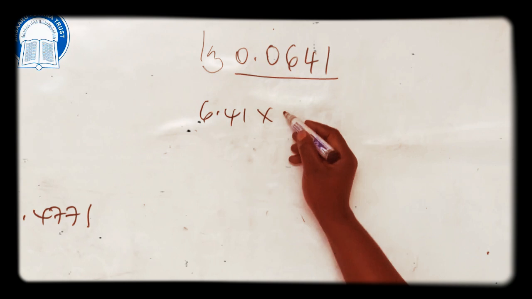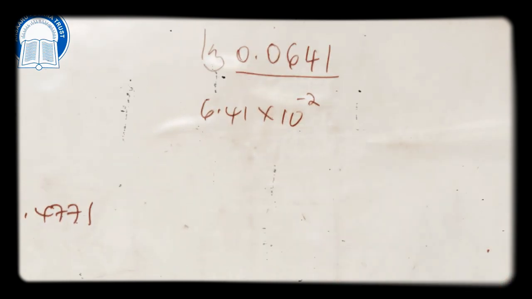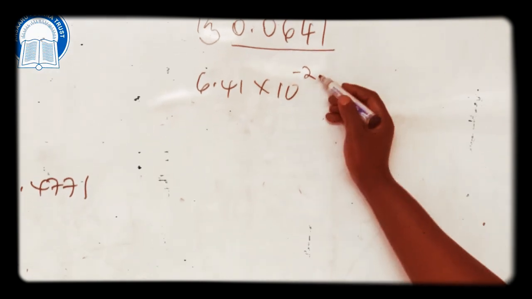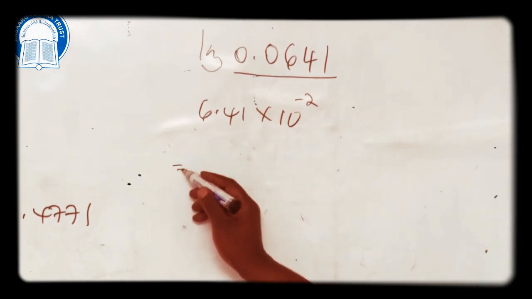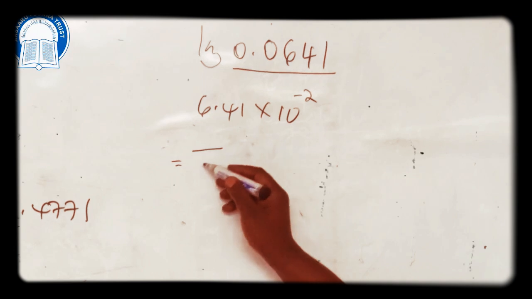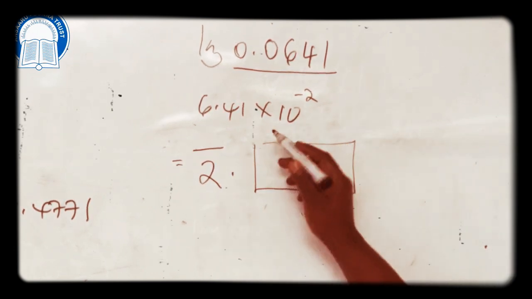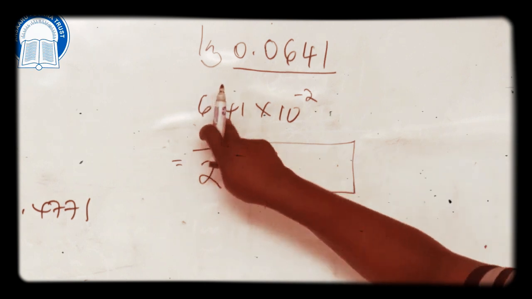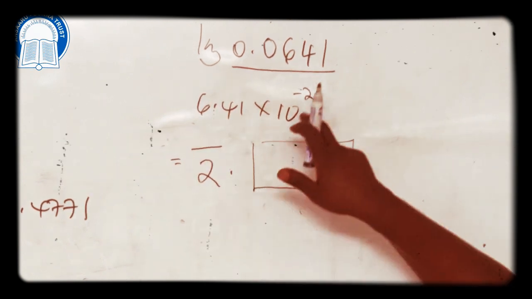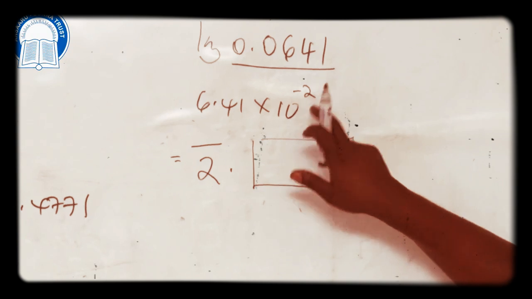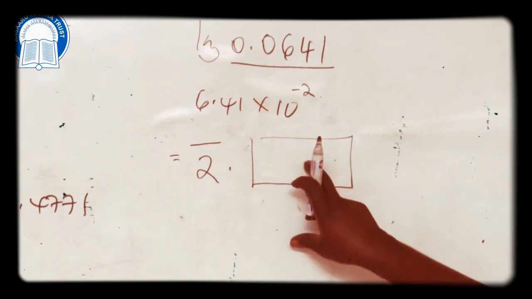6.41 times 10 raised to, you move two decimals to the right, then it's negative 2. Then the answer would be bar 2 point, some values here for the characteristic. This value you check from the log table, then this one is this value. The 10 raised to is what comes here, then this.